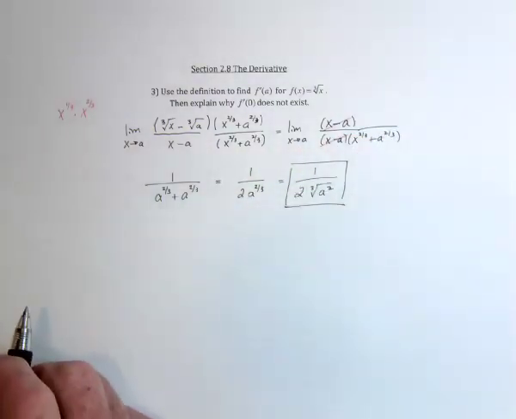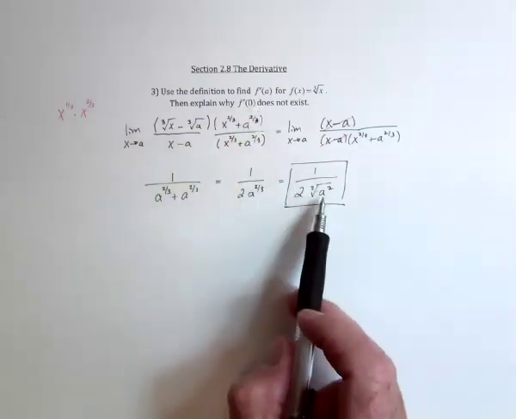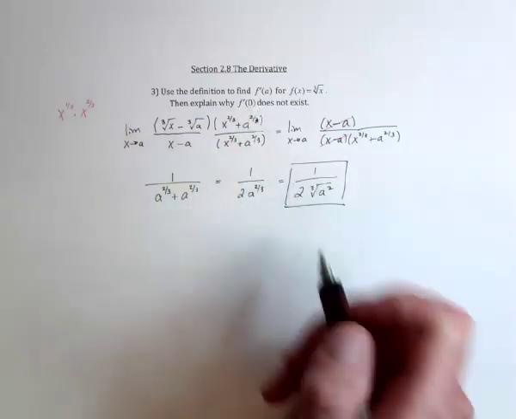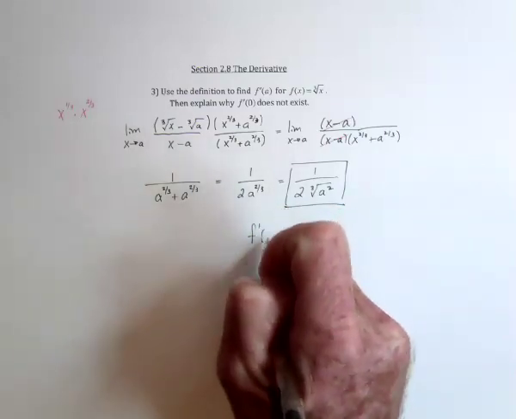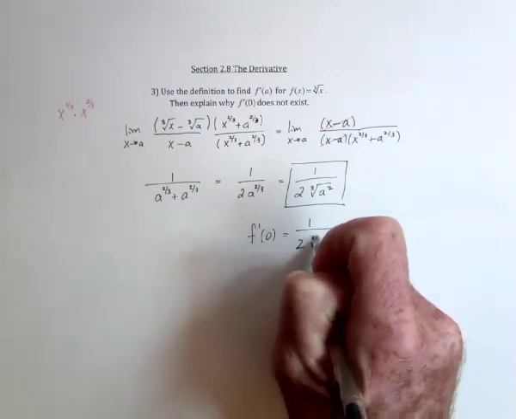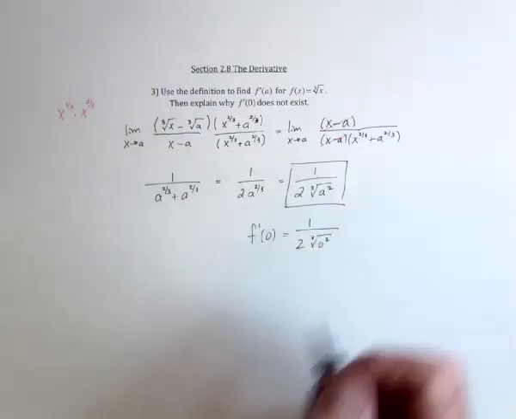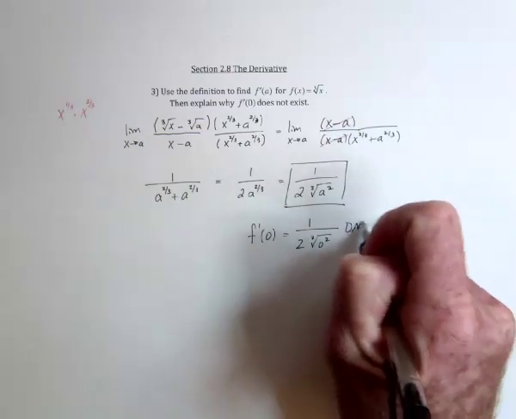And then the other reason that the derivative does not exist is because if a were equal to 0 now, it would be 2 times the cube root of 0 squared, and then that's division by 0, so that does not exist.